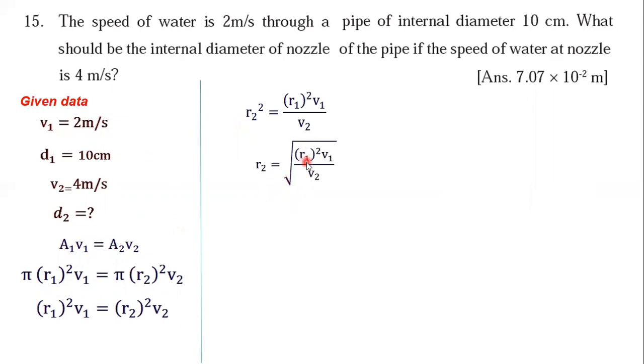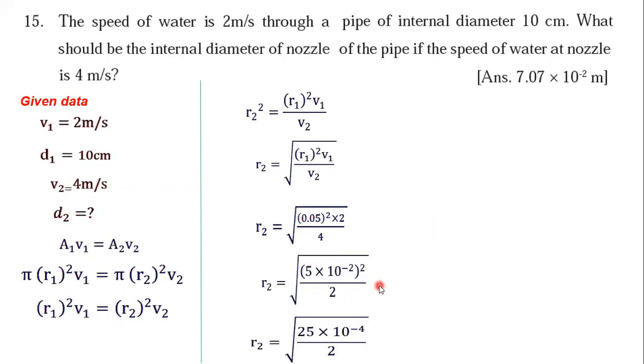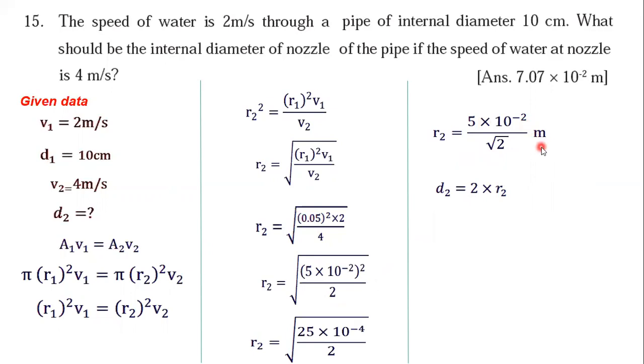So r2 is equal to under root r1 square into V1 divided by V2. Let us substitute the values. Then after substitution, we get R2 is equal to 5 upon root 2 into 10 raised to minus 2 meter.